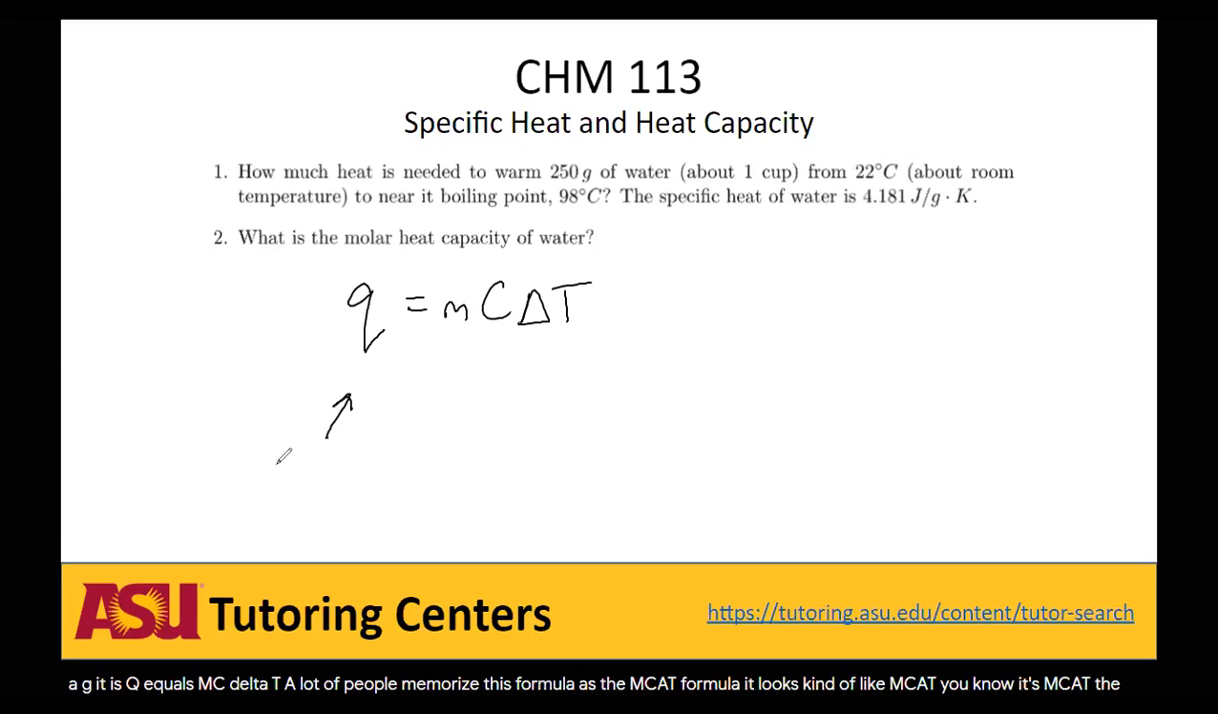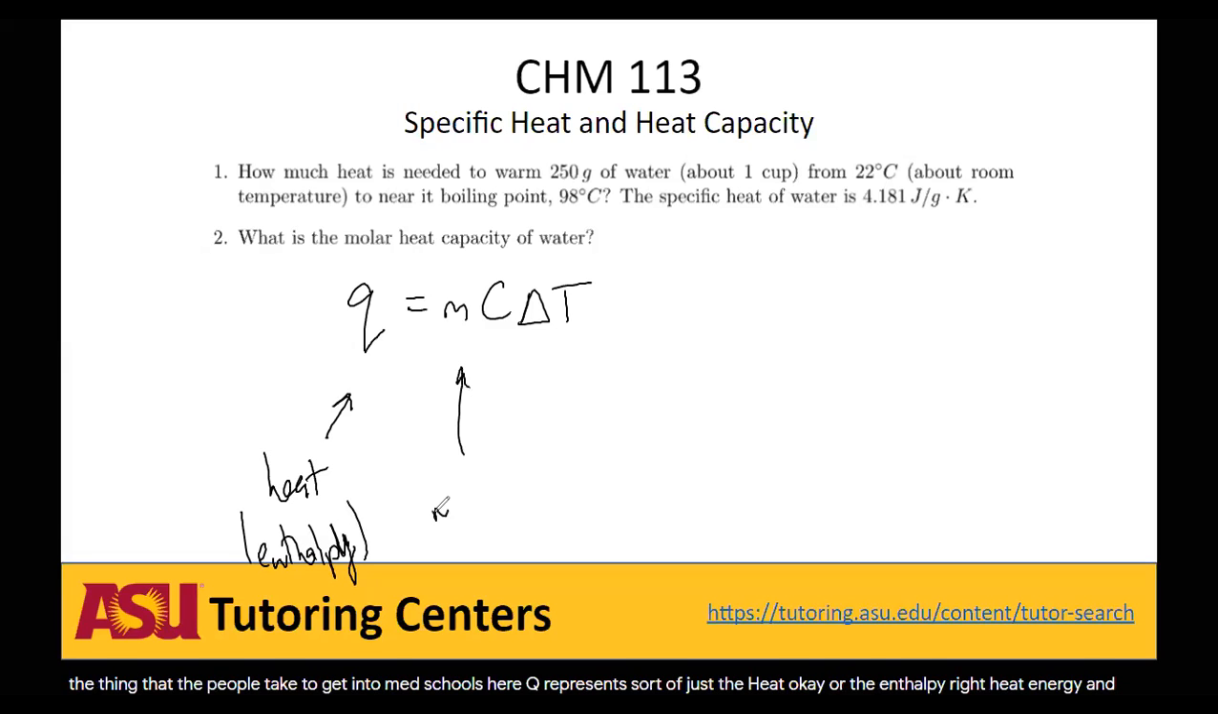Here, Q represents sort of just the heat, or the enthalpy, right? Heat energy. M is the mass of your object. C is the specific heat capacity. And delta T is the change in temperature.